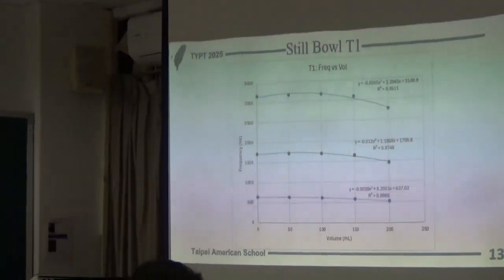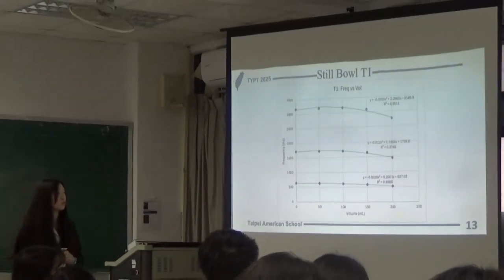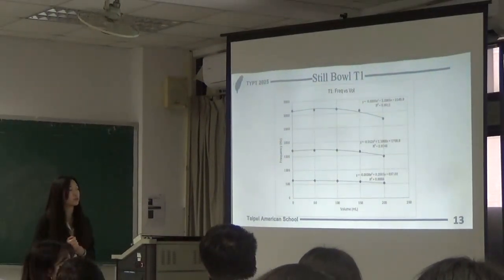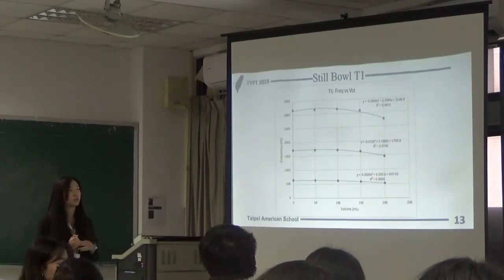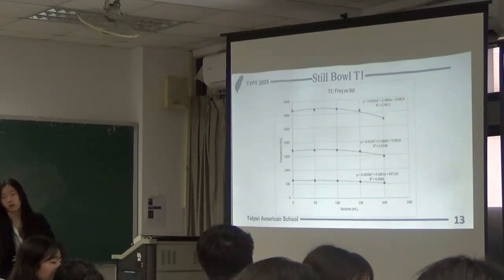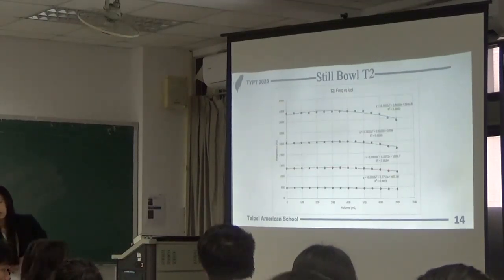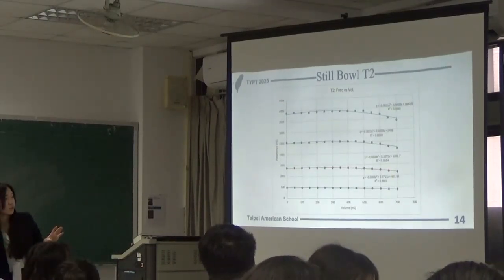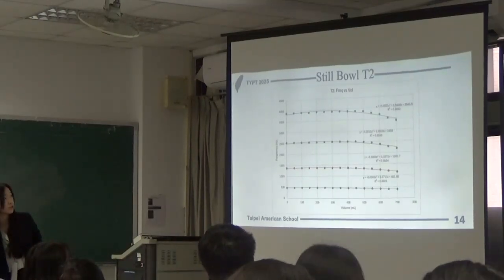This is the still bowl's frequency versus volume for my smallest bowl, and as you can see there is a quadratic relationship. This is just another example using my second largest bowl.